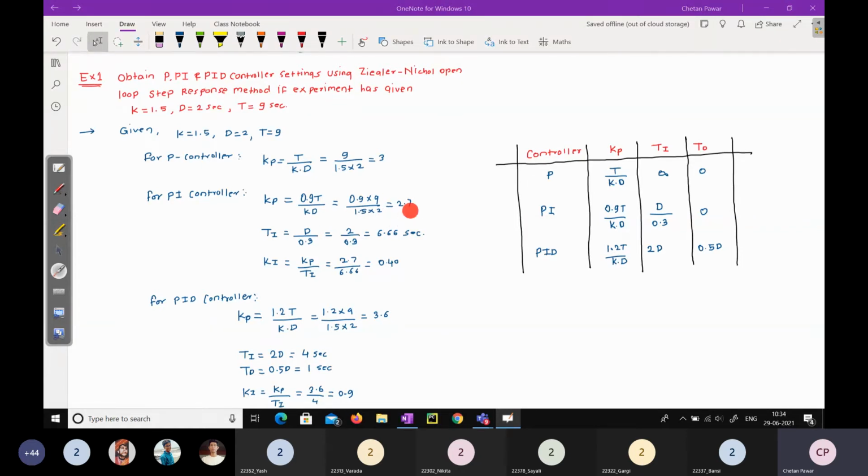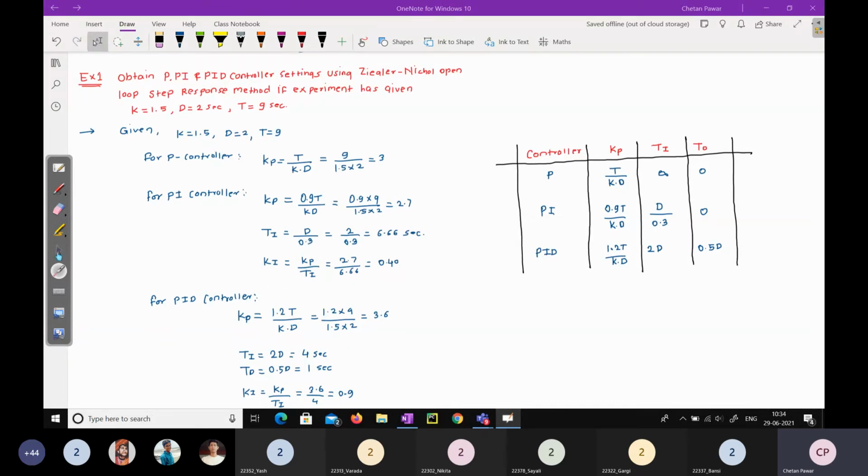What is the value of Ti? Ti will be D upon 0.3. What is D? 2. So 2 upon 0.3, 6.66 seconds. And Ki: what is the value of Ki then? If you want to determine it, Kp upon Ti. So that will be 2.7 divided by 6.6, which is 0.40.